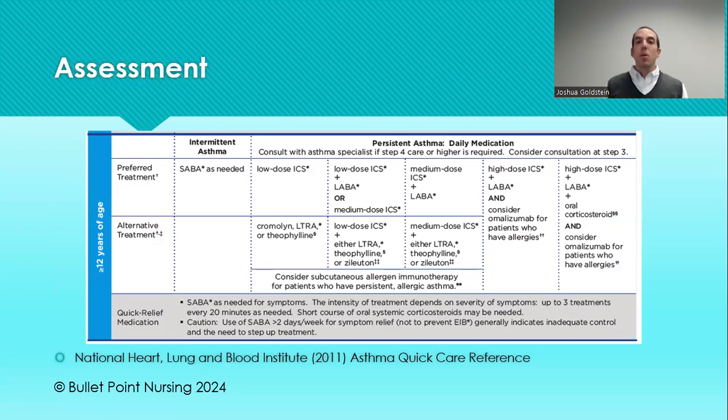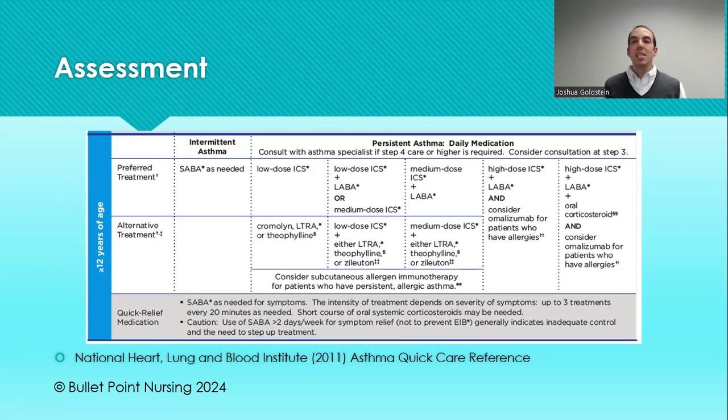Next, we have our assessment. We're moving now on to the chronic management of a patient that has asthma, and technically almost all of this goes for COPD as well. We have 6 level steps of where a patient can fall. This is from the same guidebook that I posted a few slides ago. This is the Asthma Quick Care Reference Guide published by the NHLBI. And it gives us 6 steps of the severity of a patient's asthma.